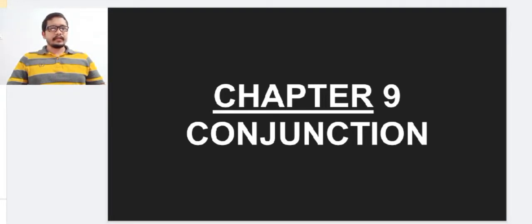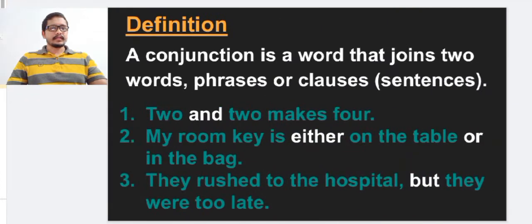Today I am here with an important topic from English grammar, chapter 9, conjunction. Let's see the definition of the conjunction. A conjunction is a word that joins two words, phrases or clauses. Conjunctions are used to join two words, two phrases or two clauses, even when we are telling sentences. Let's see a few examples.